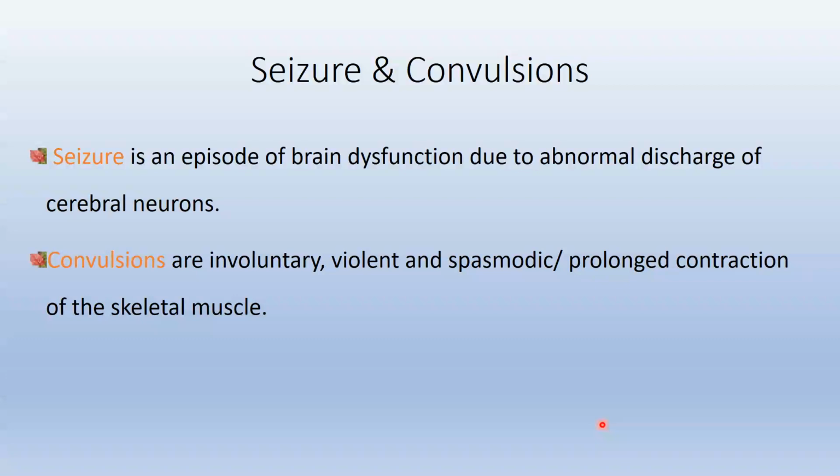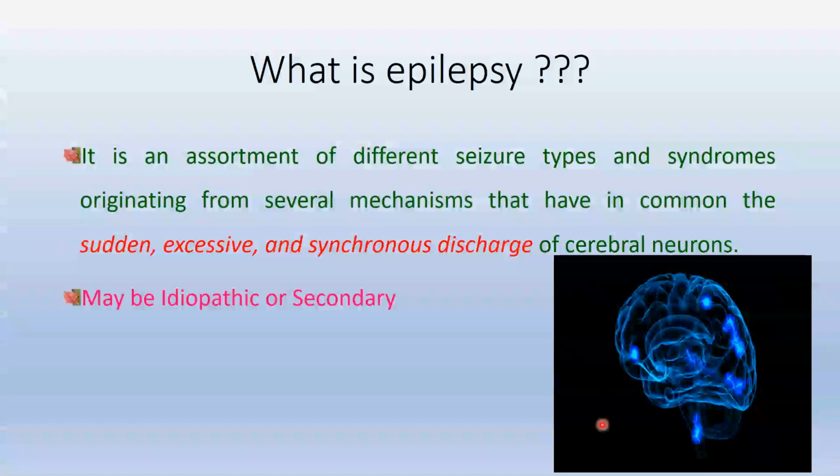Before going into the topic proper, let us have a small idea about what is seizure, what is convulsion, and what is epilepsy. Seizure is primarily an episode of brain dysfunction mainly due to abnormal discharge of cerebral neurons, whereas convulsion is primarily a symptom where a skeletal muscle is in prolonged contraction or in a spasmodic state, usually involuntary in nature. Then what is epilepsy?